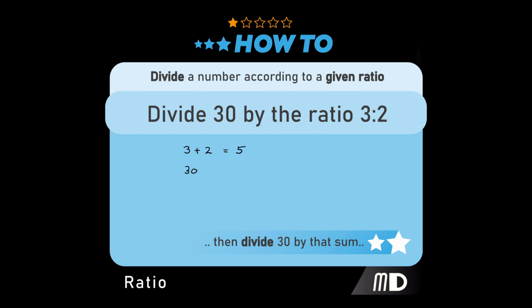For our solution to be correct, the answers must have a sum equal to the value that we divided, which was 30. And the sum of 18 and 12 is 30.